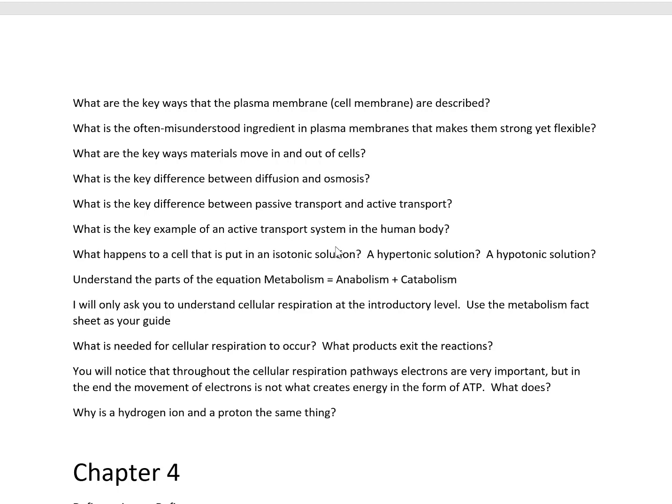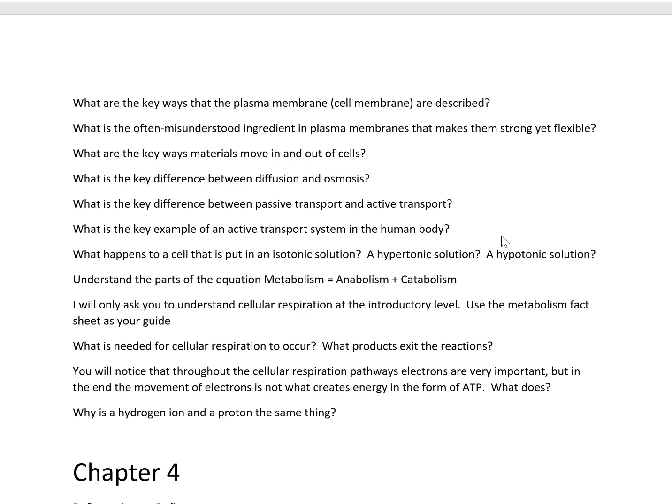What's the key example of an active transport system in the human body? It's called the sodium-potassium exchange pump. It takes massive amounts of energy to power this pump. We have to constantly pump sodium out of our cells and potassium into our cells. So why is that important? It maintains cell volume, but also your nerves wouldn't work without it.